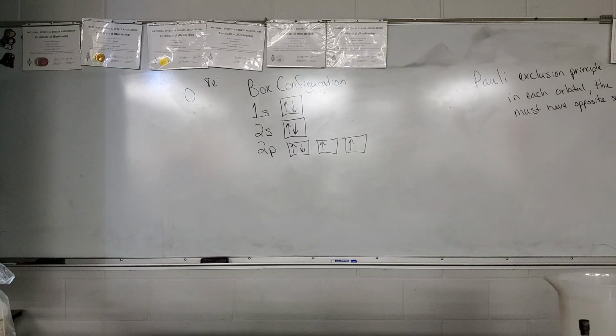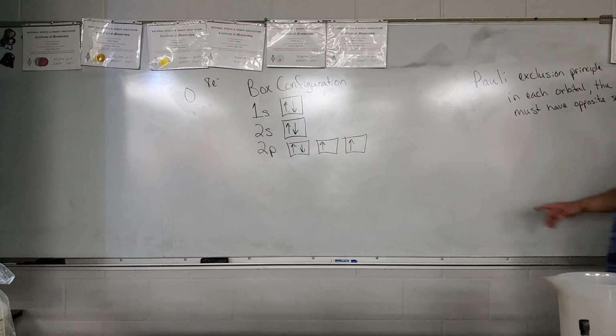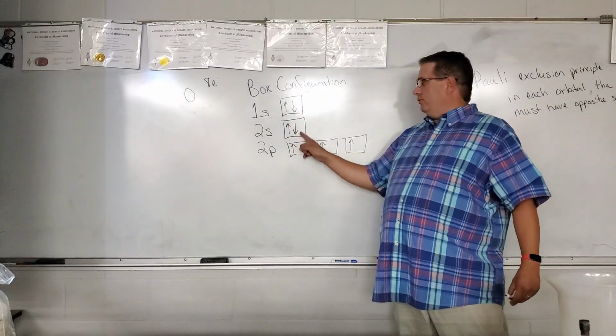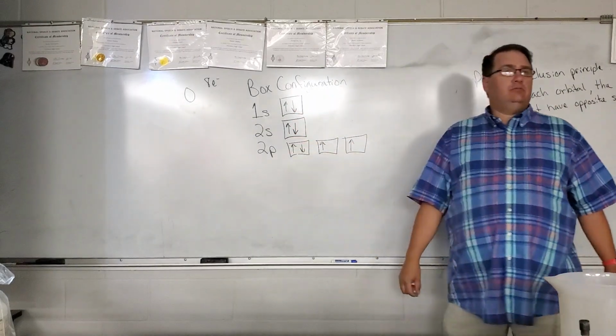Kaylee, you're confused. Zach's right. It is 3s after 2p, yes, it would be 3s. But no, we're done though, because we have 8 electrons. Yeah, we're done. See, that's all we needed. 1, 2, 3, 4, 5, 6, 7, 8.